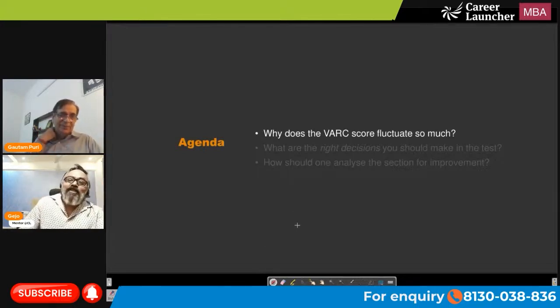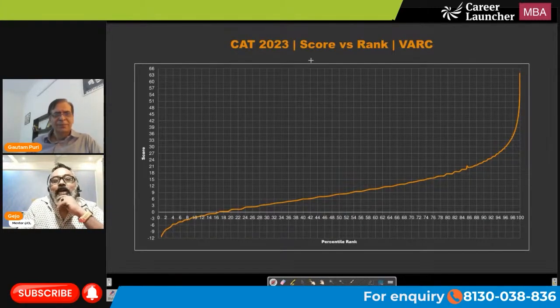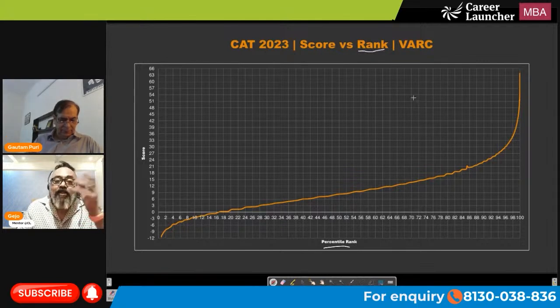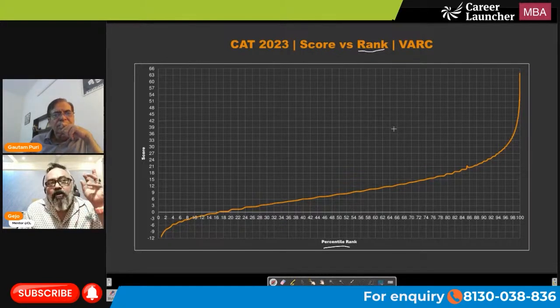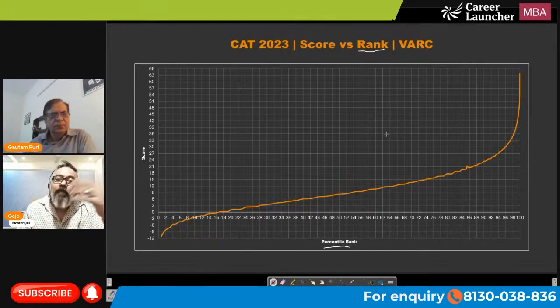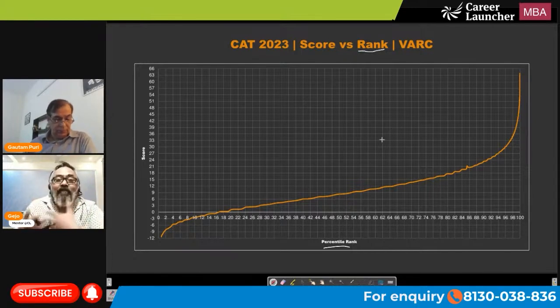All right. So why does the VRC score fluctuate? The question is, of course, fluctuation hota hai. I'll put up the CAT 2023 score versus rank. When I say rank, obviously it's percentile, for the VRC section scaled score. This data is based on the response sheets that students posted on our site. About 25,000, 30,000 students gave the response sheet after the CAT got done. So we have that data. This may not be the data of the entire 2 lakh, but nevertheless it gives a good perspective.